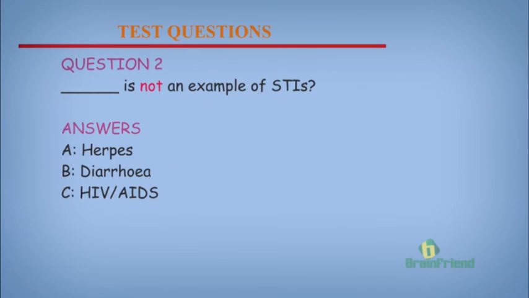Question 2. Blank is not an example of STIs. A. Herpes. B. Diarrhea. C. HIV/AIDS. If you chose B, you're correct. Herpes is an example. HIV is an example of sexually transmitted infections.